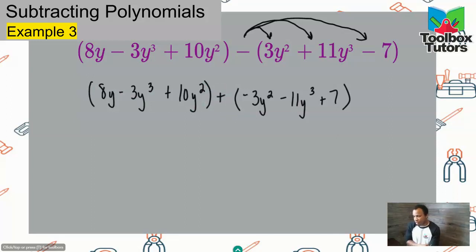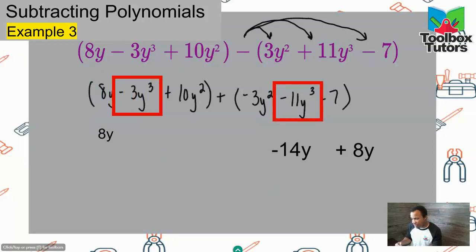So from here, we're just simply combining like terms. So we're beginning with this 8y. 8y doesn't have any like terms. So what we can do is just bring it down here. So we have 8y. Next, we have negative 3y to the third, which has a like term of negative 11y to the third. So negative 3 minus 11 gives us negative 14y to the third.